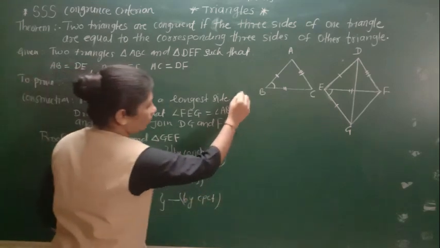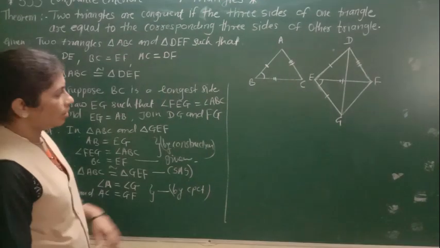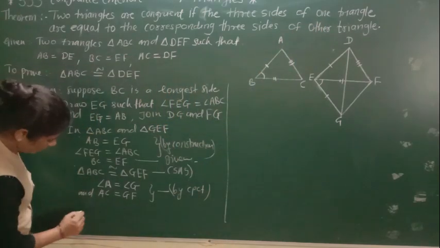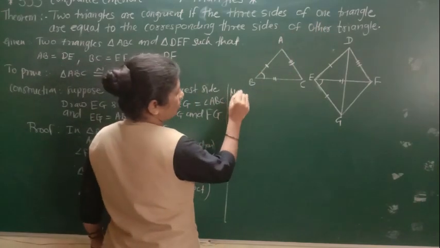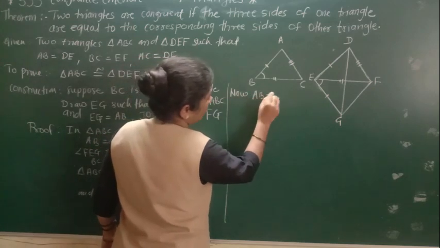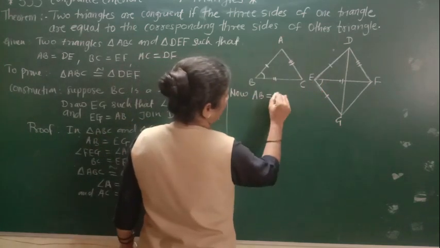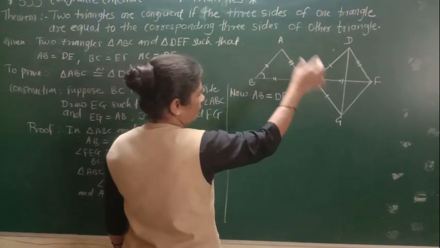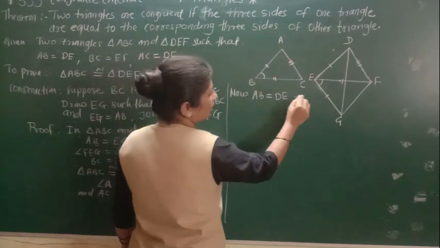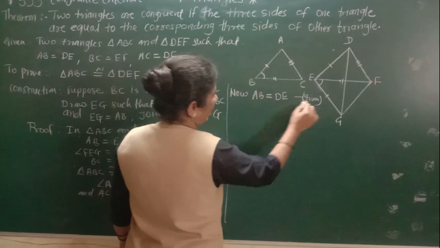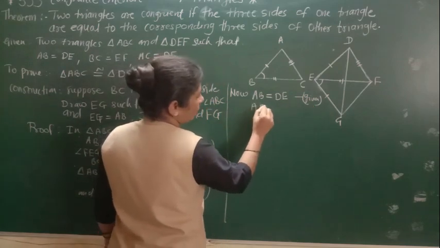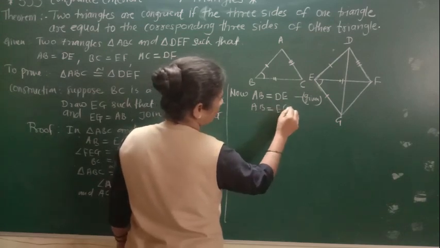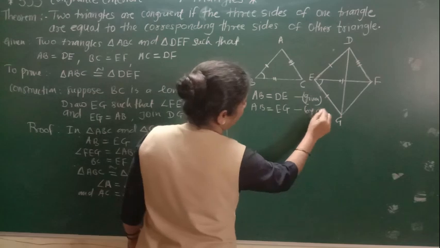Understood? Now see here. AB equals DE, that is given to us. And here we have AB equals EG, right? Because by construction this is given, and here AB equals EG, it is by construction.